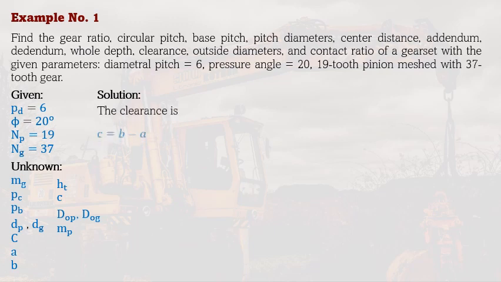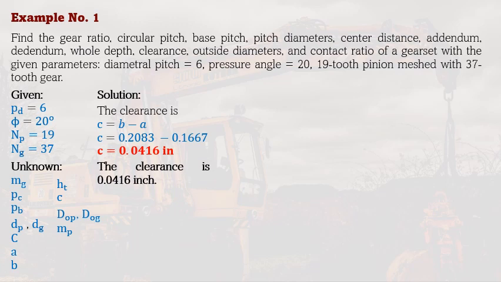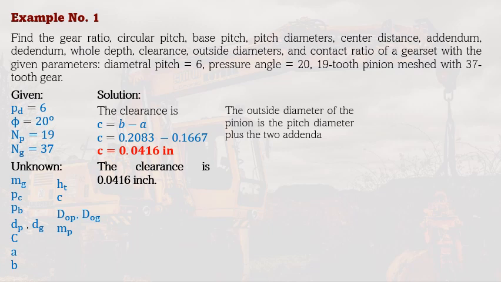The clearance, on the other hand, is just the difference between the dedendum and the addendum. So that is 0.0416 inch. So the clearance is 0.0416 inch. The outside diameter of the pinion is the pitch diameter plus the two addenda. So if, say for example, we are going to draw the complete outside diameter of the pinion, then the outside diameter is just the pitch diameter, which we already have, and the two addenda. You just add them. So the outside diameter of the pinion is equal to 3.5 inch.